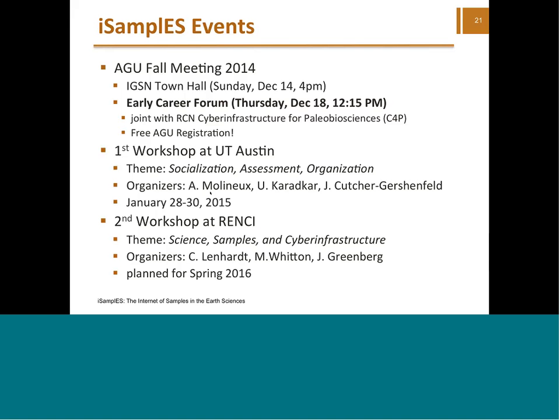The first workshop of the iSamples RCN will happen at the end of January at UT Austin. And a second workshop will happen a year later in North Carolina at the Renaissance Computing Institute.